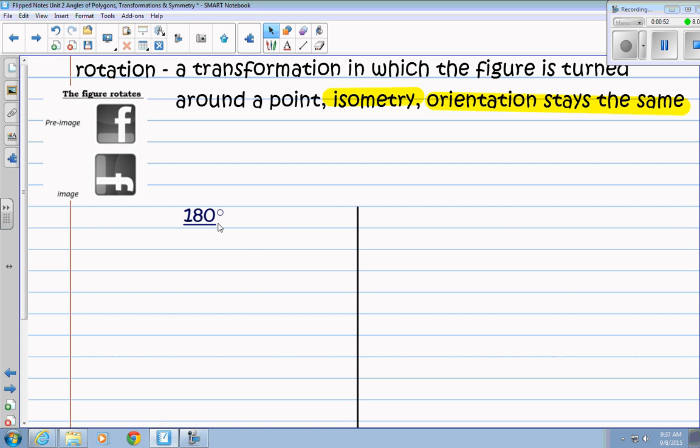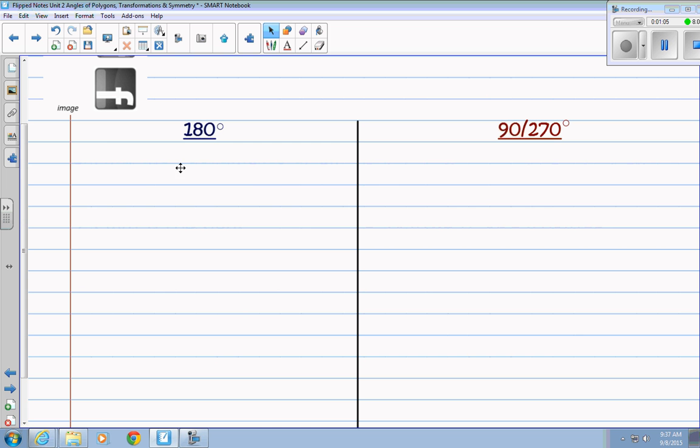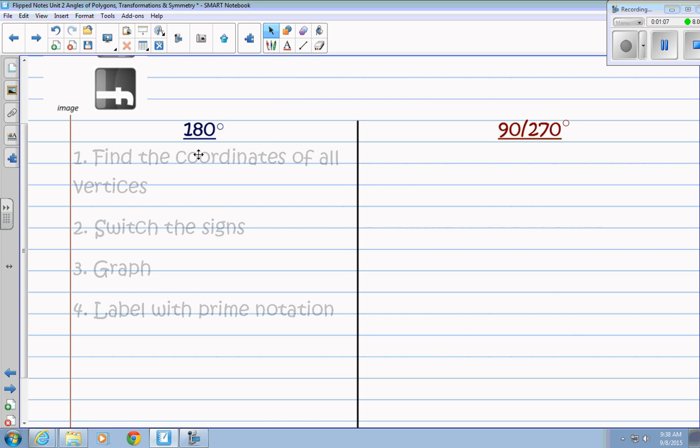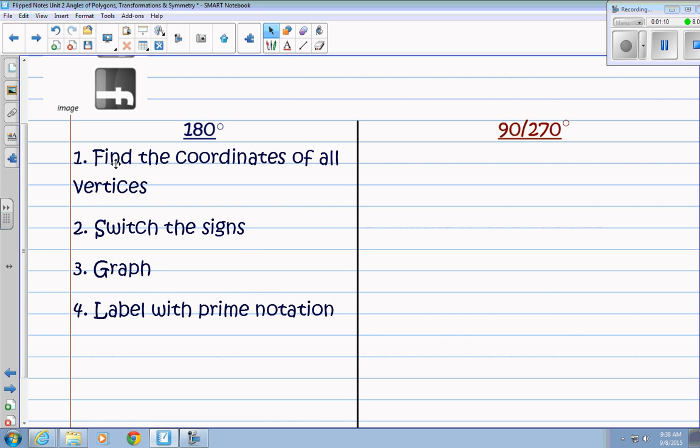We have a 180-degree rotation, which means essentially taking something and flipping it upside down. And we have 90 or 270-degree rotations. So we have different steps for each type of rotation depending on what we need to do. The 180-degree rotations are easier. We essentially just need to find the coordinates of any vertices of the figure that we're going to be rotating. All we need to do is switch the signs of those coordinates and then regraph the new points. Each point we're going to name with prime notation.